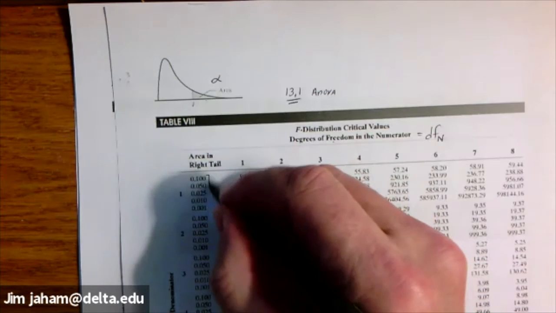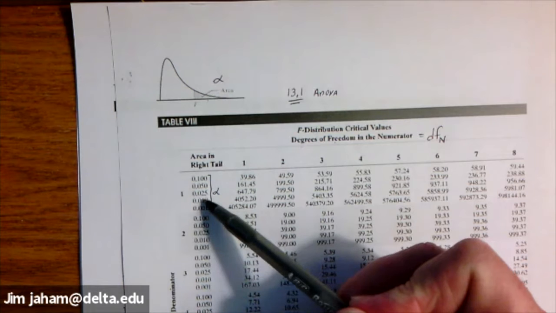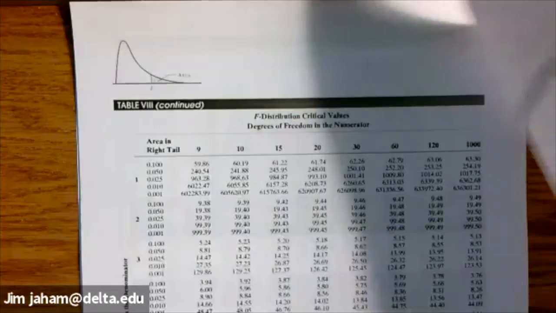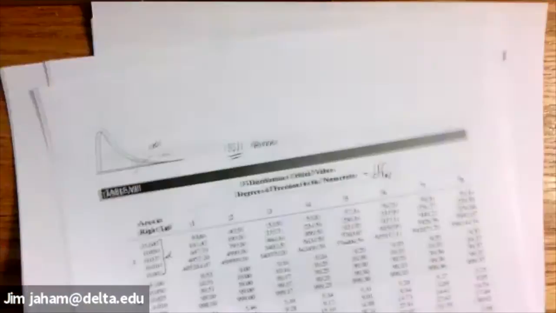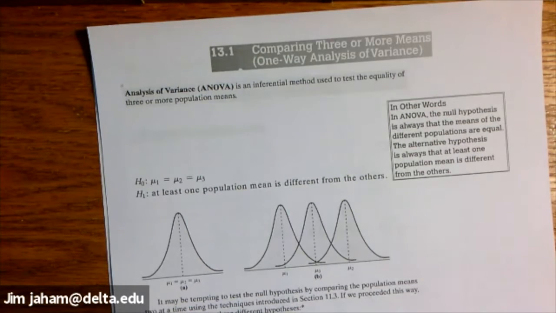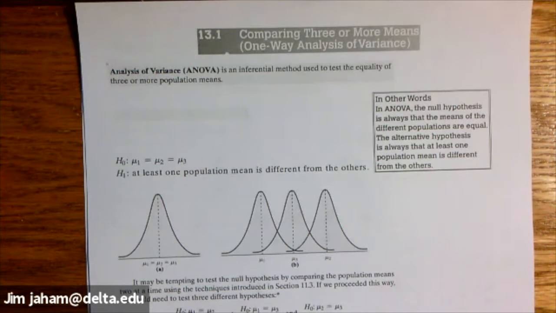The alphas come in groups of 5, and they list the most common alphas that we use. I think there are 4 different sheets for this table that correspond to the different degrees of freedom in the numerator, degrees of freedom in the denominator. So we'll keep this off to the side, and we will refer to it at the appropriate time.